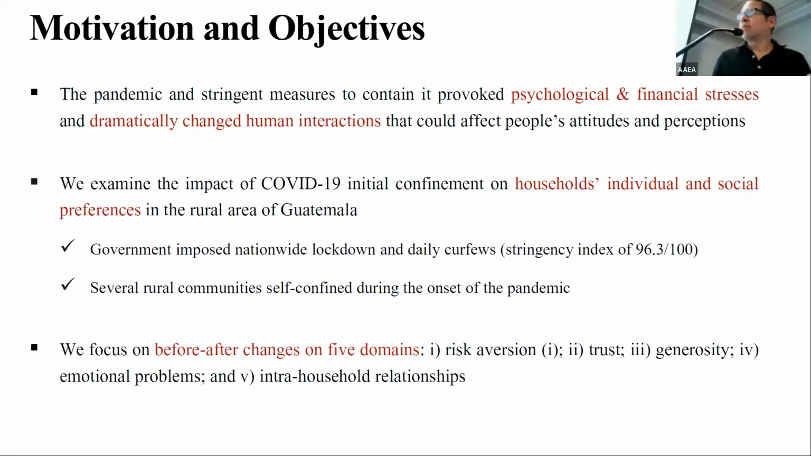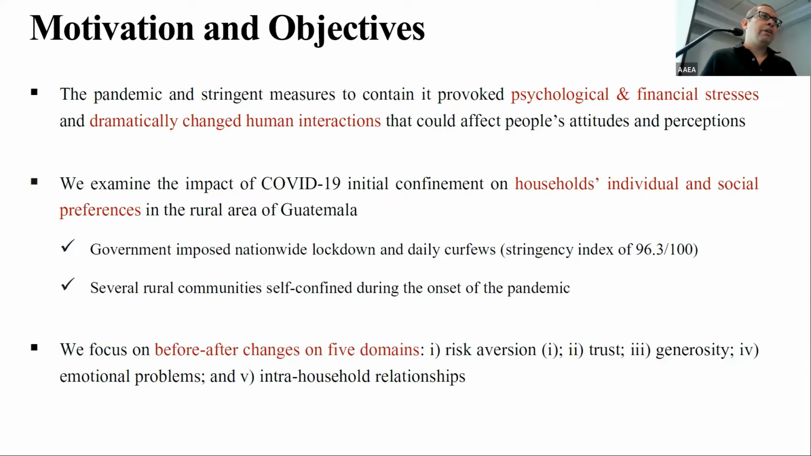The motivation of the paper is pretty clear in the sense that the pandemic and the containment measures provoke many psychological and financial stresses, particularly among vulnerable populations, and dramatically change human interactions that could affect people's attitudes and perceptions. So we want to examine the effect of COVID-19 initial confinement, as I said, on households' individual and social preferences in rural Guatemala. In the case of Guatemala, as in many countries, the central government imposed a nationwide lockdown and also daily curfews from 6 p.m. to 5 a.m.